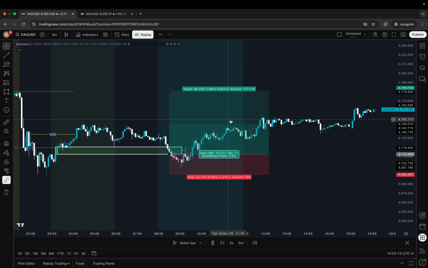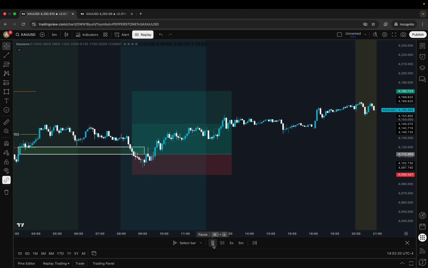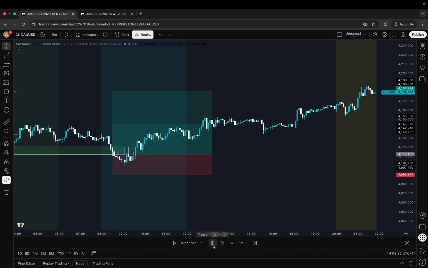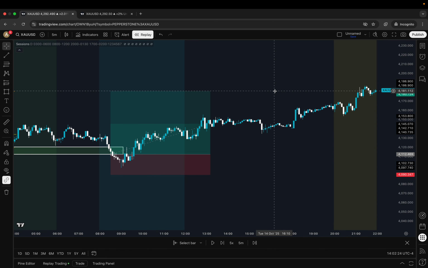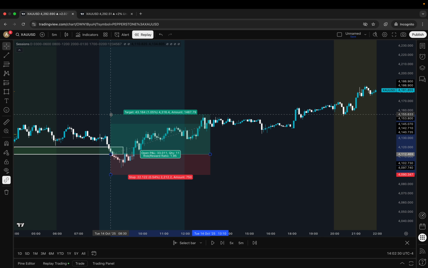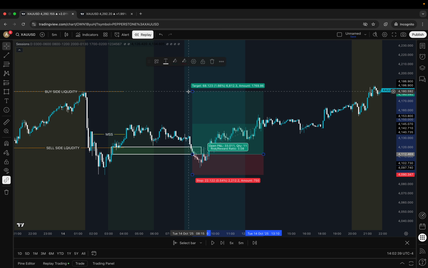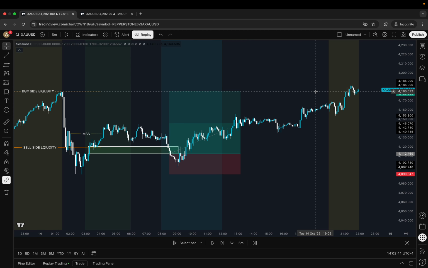At this point, I would likely have taken out. I would have not held till the full 1 to 3. In my opinion, it just wouldn't be worth it, as the hours are way too long. But even if we did take out around this level, it'd be around a 1 to 2 risk to reward. But as you guys can see, the buy side liquidity did end up getting taken out, and this is just one of many examples of this strategy playing out.